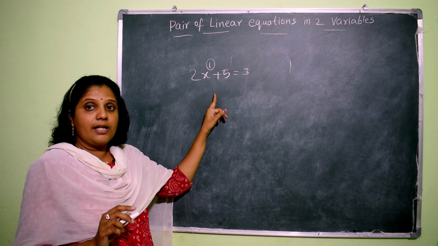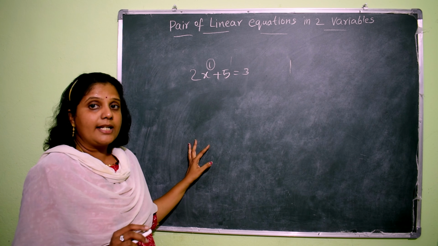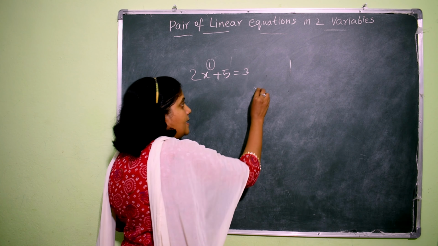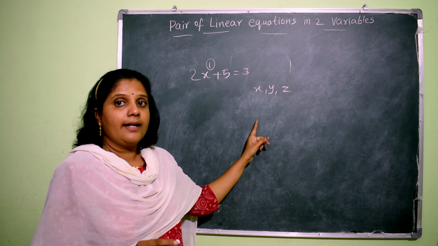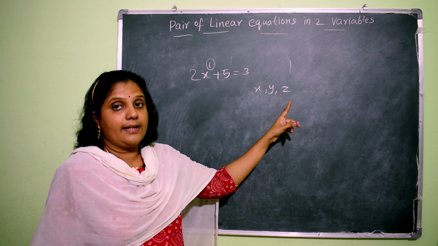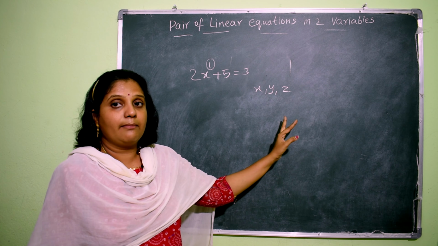But it is a linear equation in one variable. So what is meant by a variable? x, y, z. A variable is a thing that can take many values. So x, y, z, a, b, c, and so on are nothing but variables.